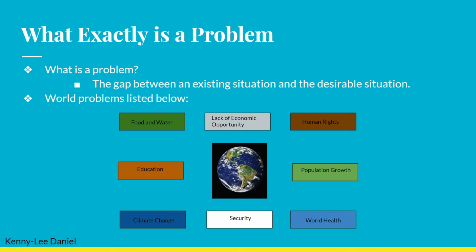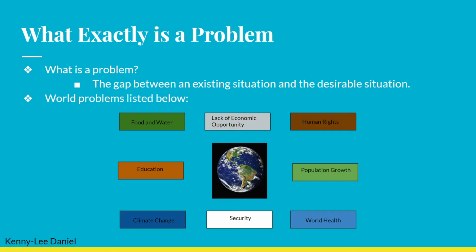Human rights is another problem that we face, and human rights is an inherent right for all human beings, regardless of race, sex, nationality, ethnicity, language, religion. None of these should have a matter on these basic rights of having the right to liberty and freedom from slavery and torture. And we still struggle with that as a human race.